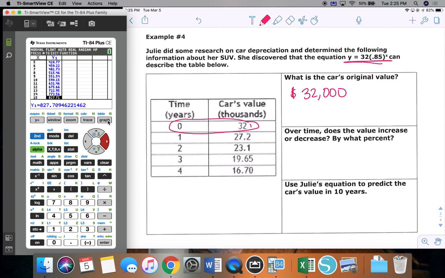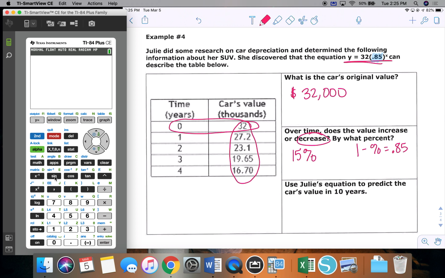Then over time, does this increase or decrease? Well, it decreases. We can see our y's are going down. And remember, this number inside the parentheses is how much it decreases. So it decreases by 15%. Because that's what 1 minus 0.85 is. They did 1 minus a percent to get 0.85. So if you undo that, the difference there is 0.15.